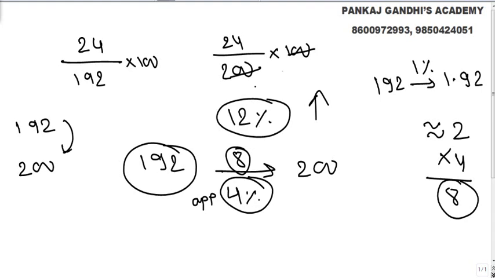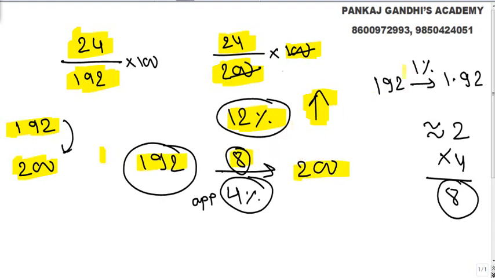What all we did, we'll have a quick check. We were supposed to solve 24 by 192. Assuming we don't know the table, we did 24 upon 200 and solved it: 12%. If we increase the denominator and we solve, the answer should be increased. But by how much? It was 192 which we made 200, so we increased it by 8. 192's 1% is 1.92, close to 2. Two fours are 8, so we have increased the denominator nearly by 4%.